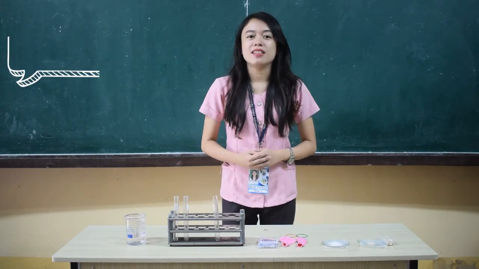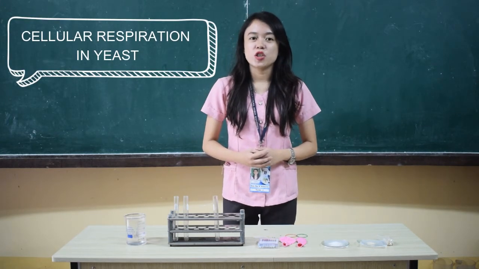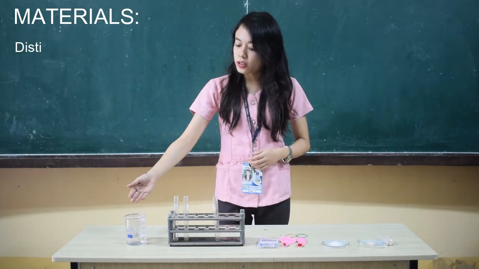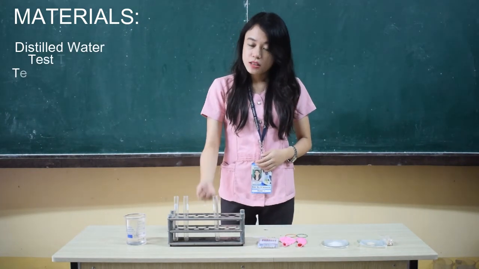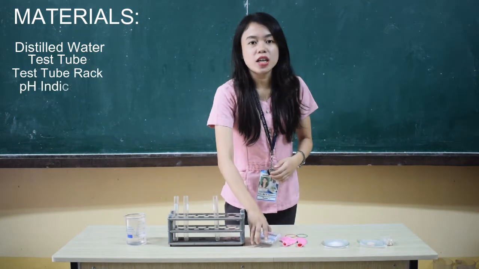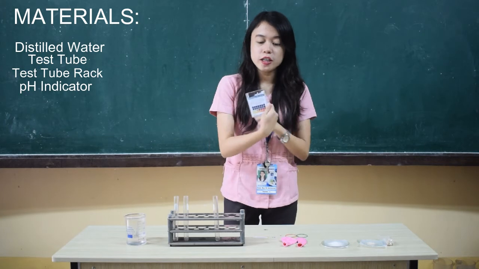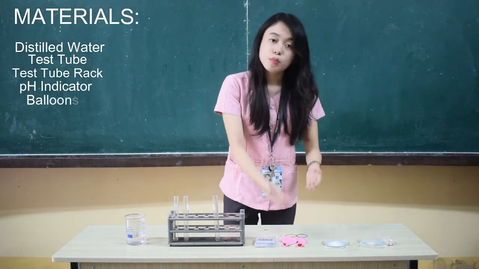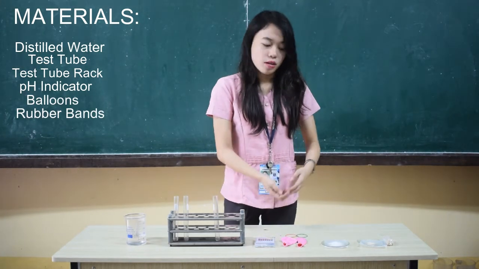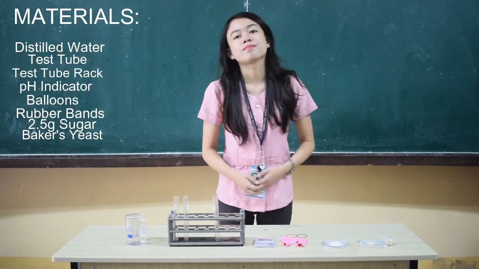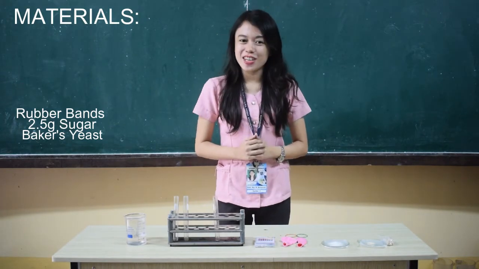This time, learners, I will be performing the activity entitled Cellular Respiration in Yeast. The materials that we will be needing for this activity are the following: distilled water, test tube rack, pH indicator. As for me, I will be using a litmus paper with color chart, balloons, rubber bands, 2.5 grams of sugar, and baker's yeast. So come on, let's start the activity.